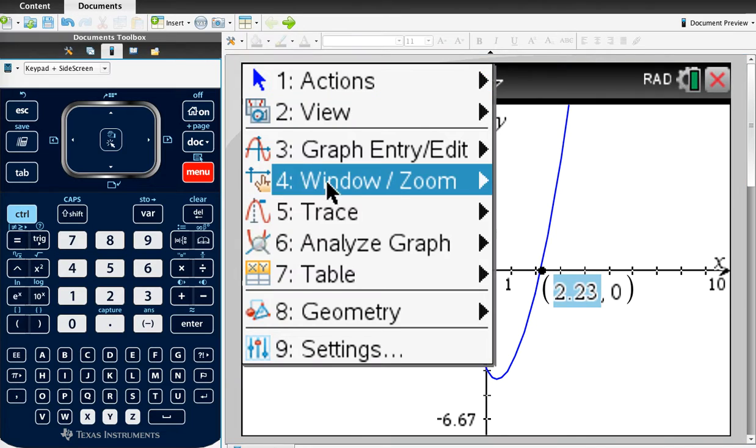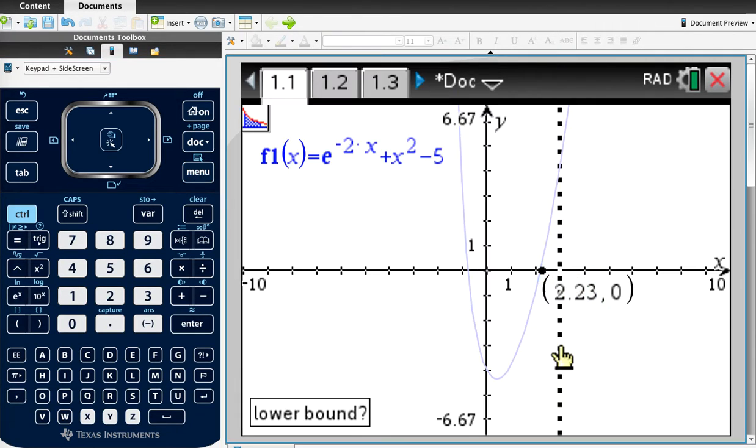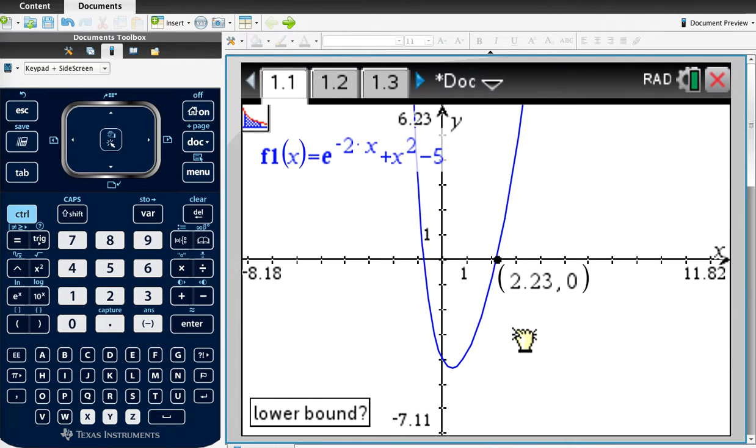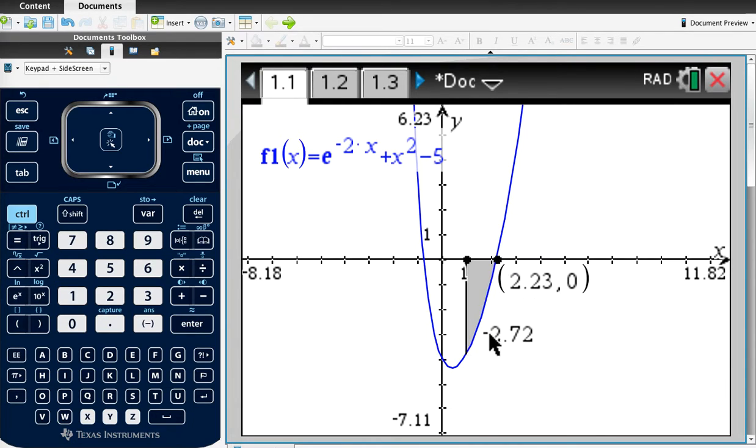Now I can do my areas. So I've got my Analyze Graph, Integral. I'm going to do the lower bounds this time round as being 1. Enter. And then I'm going to click on the intersection point to make sure that my upper bound is correct. So that gives me an area of negative 2.72.